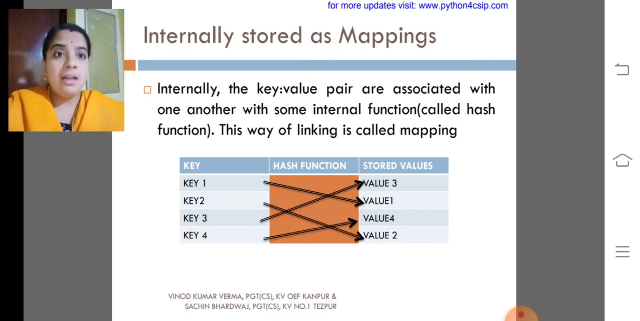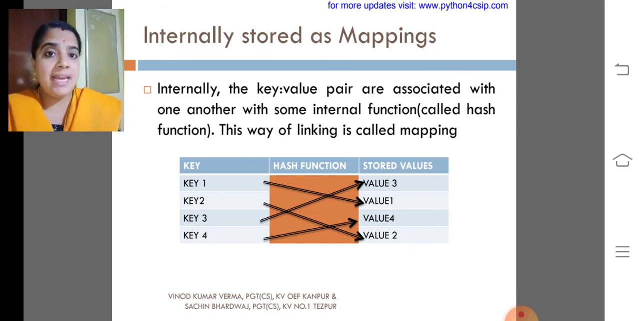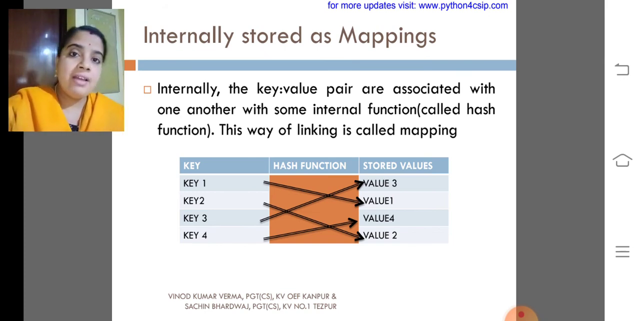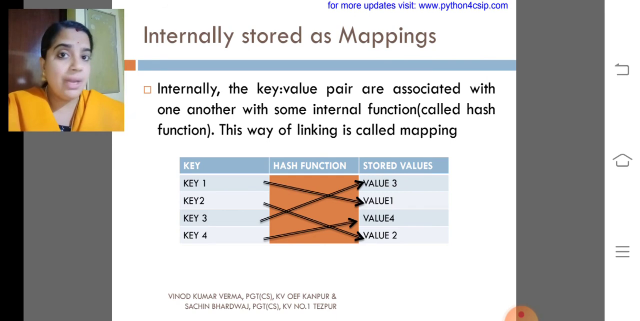My dear children, in the dictionary, the keys and values are mapped together. Internally, the key value pairs are associated with some other internal function called a hash function. This way of linking is called a mapping. My dear children, all the keys are mapped with different types of values. Keys must be unique.